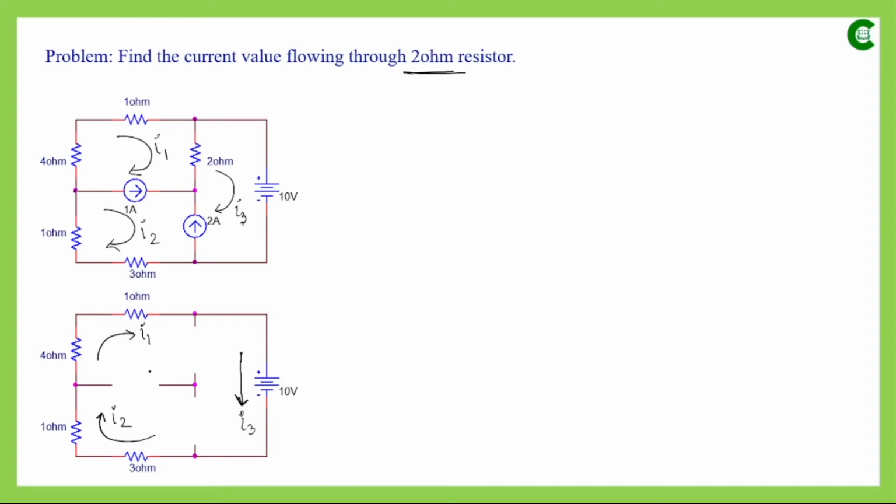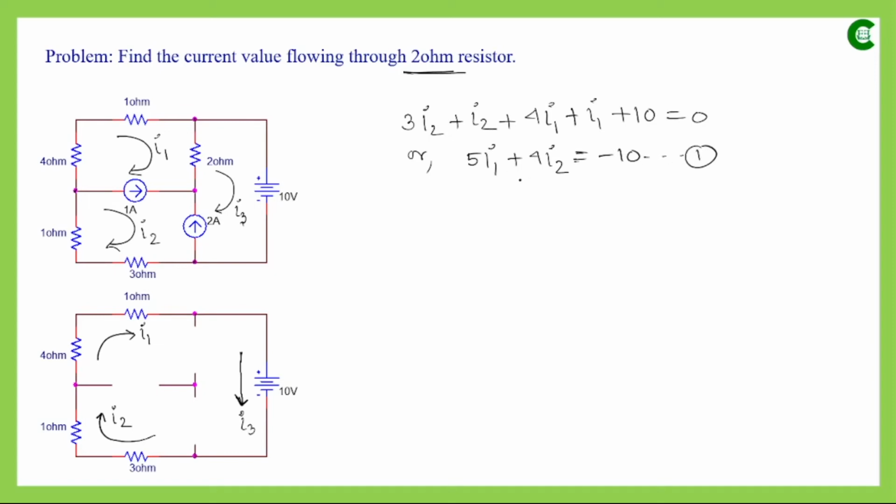Now if we apply KVL, starting our journey from this point, it will be 3 into I2, plus I2, then for the 4 ohm and 1 ohm resistors the current is I1, so 4I1 plus I1. Then we have the 10 volt voltage source, and we are traversing from the positive terminal to the negative terminal, so it will be 10, and that equals 0. If we rearrange the terms, it will be 5I1 plus 4I2 equals minus 10. So this is our first equation.